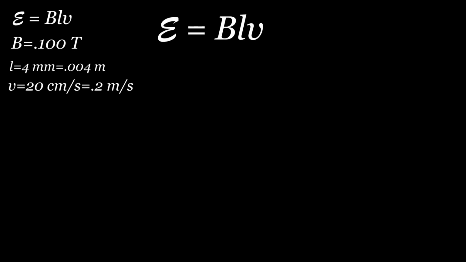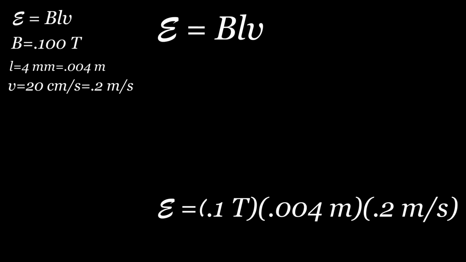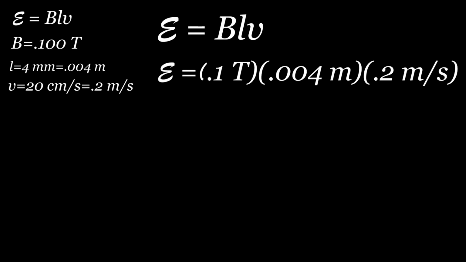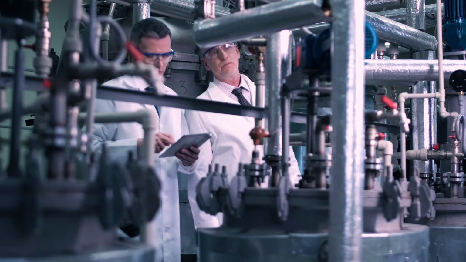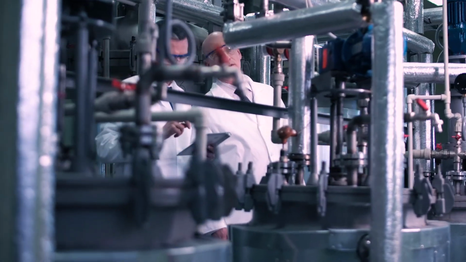All right, so now that we have set up our equation, let's plug in our numbers. So we have Hall EMF is equal to 0.1 Tesla times 0.004 meters times 0.2 meters per second. That gives us a Hall EMF of 0.00008 volts. Or an easier way to put it, it's 80 microvolts. And that's our answer.